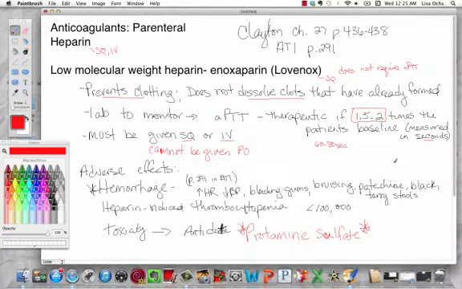If somebody has severe hypertension, they're already at risk for stroke. So if they're at risk for stroke, they're at risk for bleeding. We don't want to put them at any higher risk for bleeding into their brain. If they have liver or kidney disease, we don't want to put them at higher risk for bleeding.